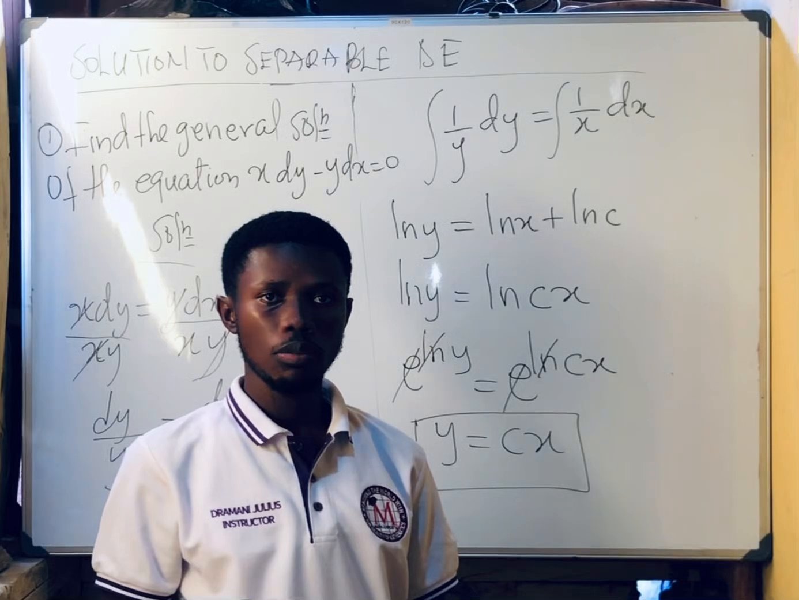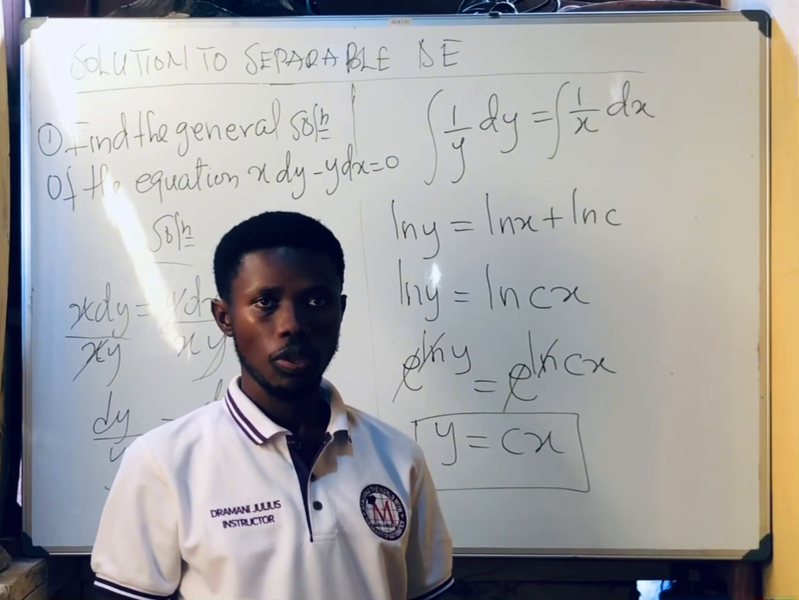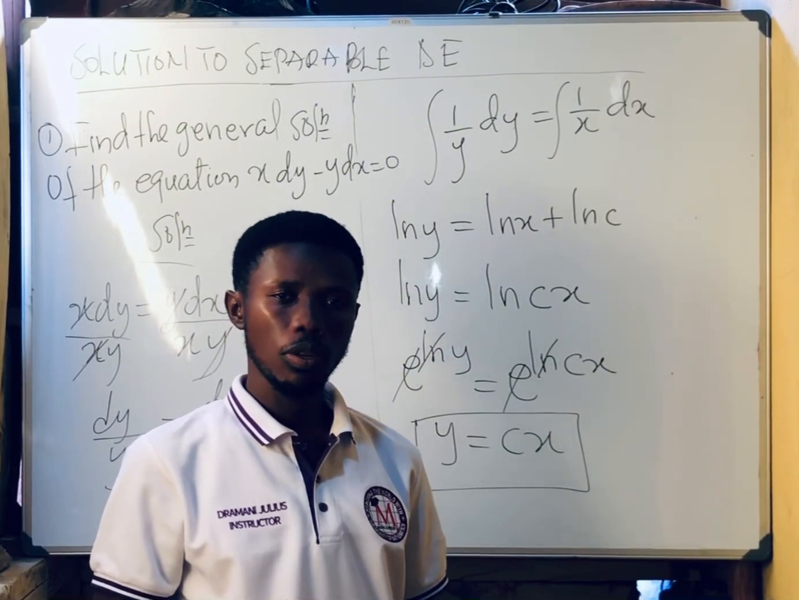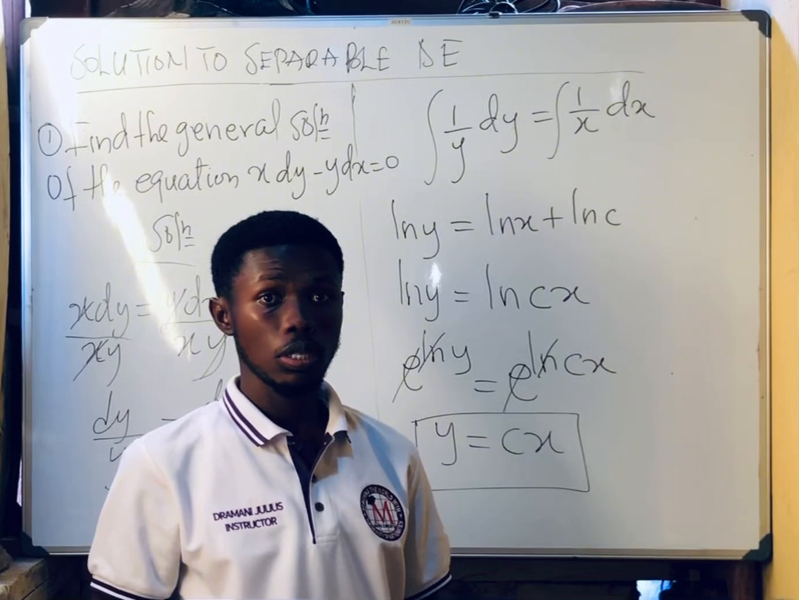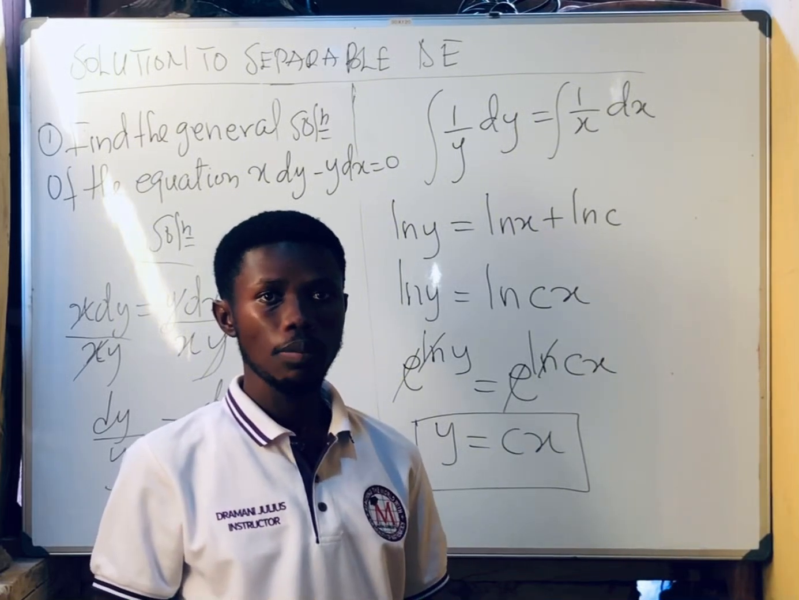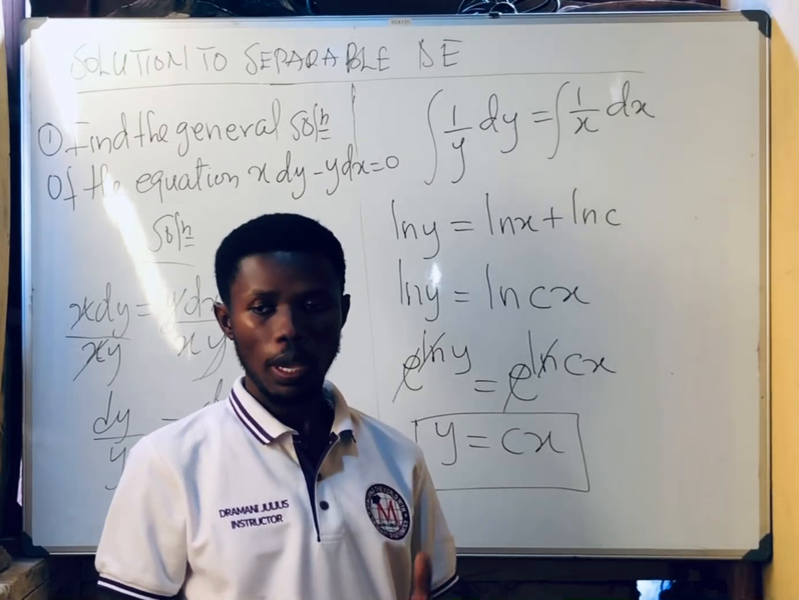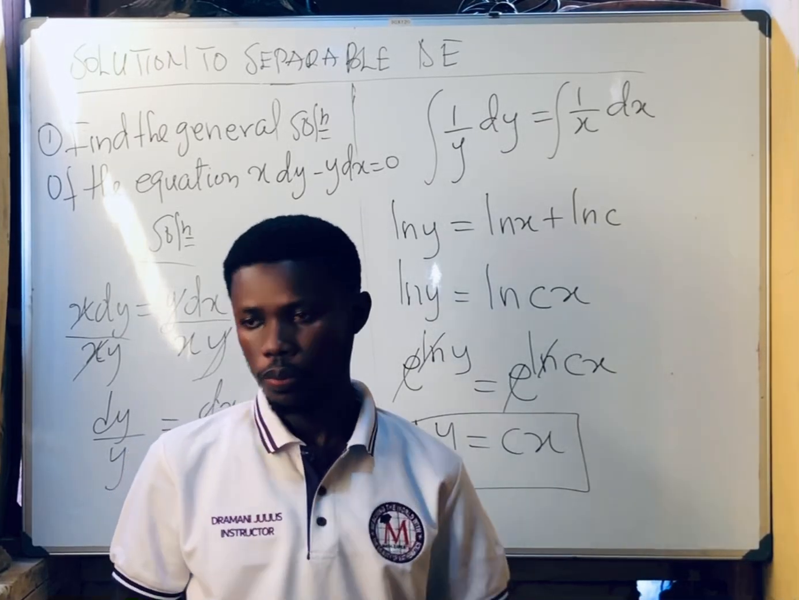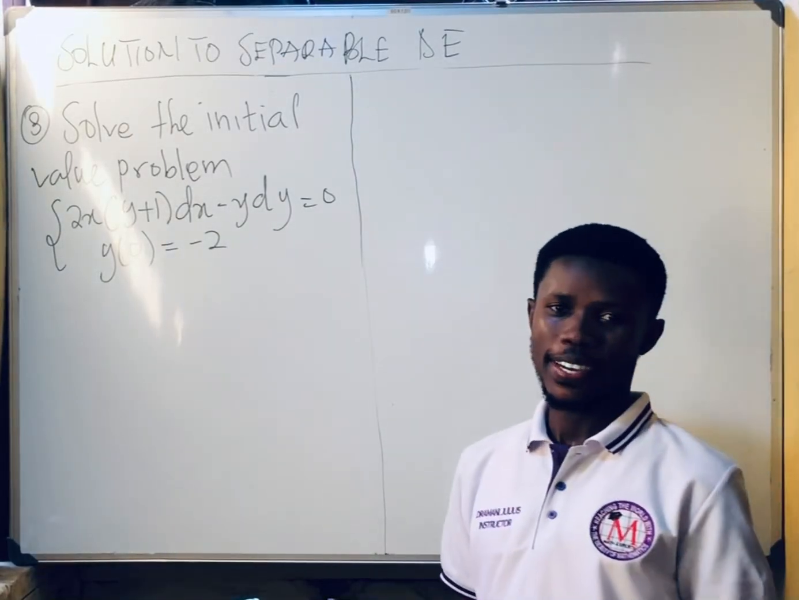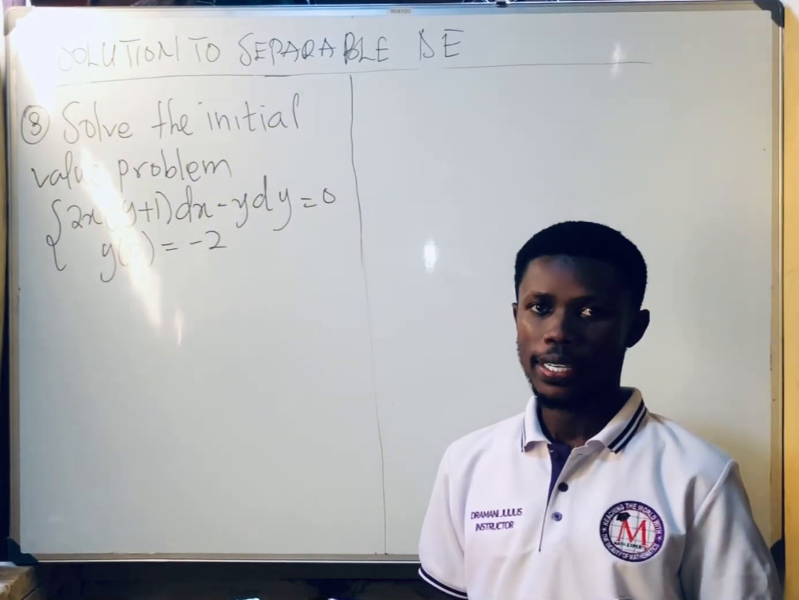It's general solution because we don't know the c. Once you look for the c, or initial conditions are given to you to find the c, that becomes a particular solution. I hope you understand that. So let's look at another example. Yeah, so let's look at this example 3.